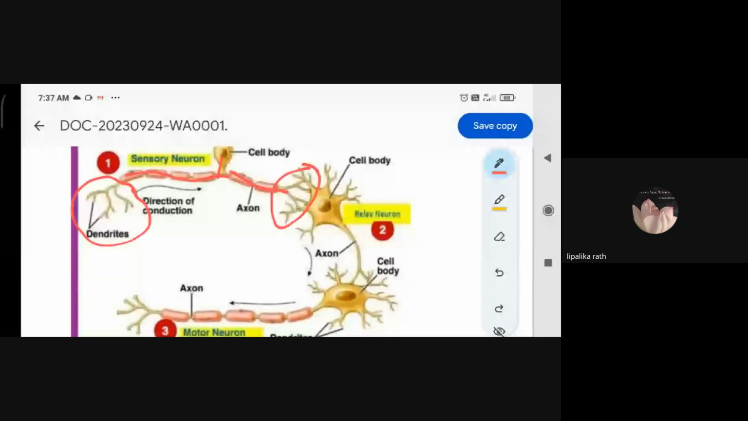Okay. Now, the next neuron is the interneuron. This neuron is the interneuron, and the interneuron is also known as the relay neuron. After getting the information from the sensory neuron, the interneuron or relay neuron transmits the information to the next motor neuron. See here. This motor neuron is receiving information and it will instruct any gland or muscle what to do next.